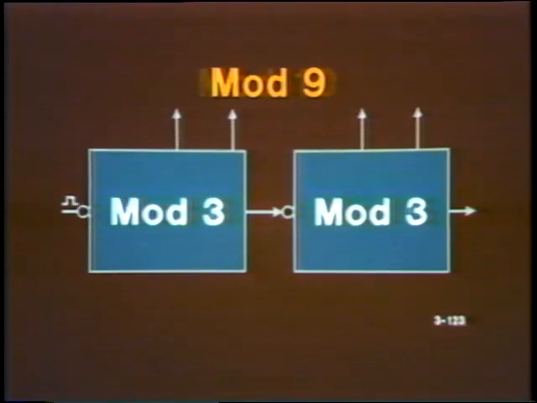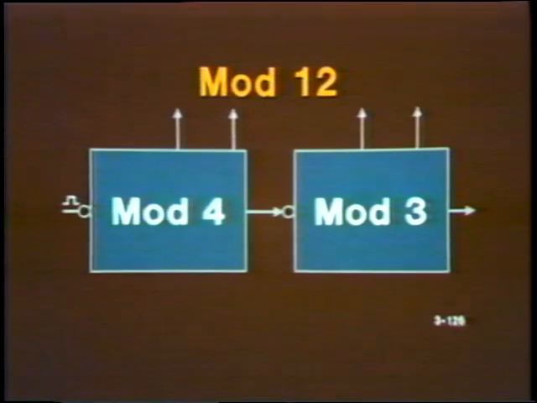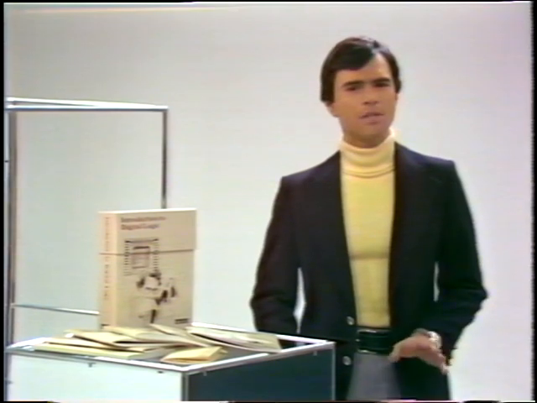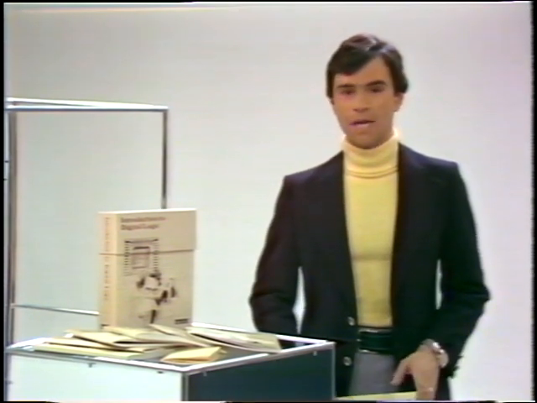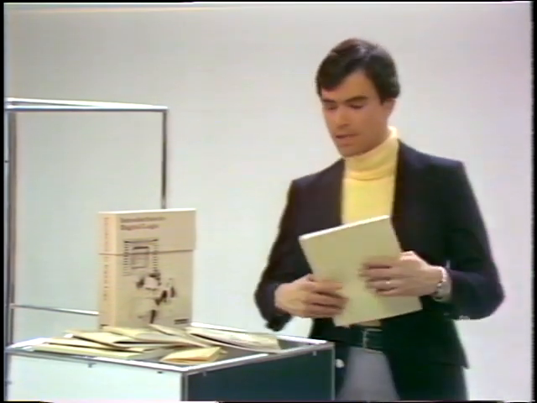For example, a mod 10 counter could be built from a mod 2 and a mod 5 counter. A mod 12 counter could likewise be constructed by cascading a mod 2 and a mod 6 counter. Or mod 12 can be achieved by cascading modulos 4 and 3. Thus, our final example of non-binary counters demonstrates how counters can be cascaded to form larger modulus counters. In the workbook, we'll have more to say concerning this important topic.